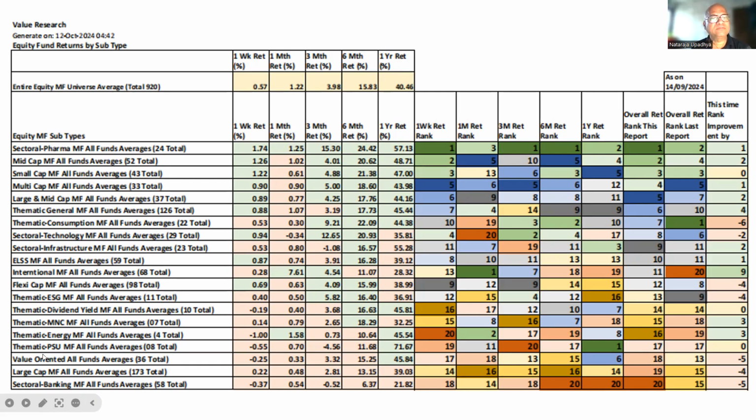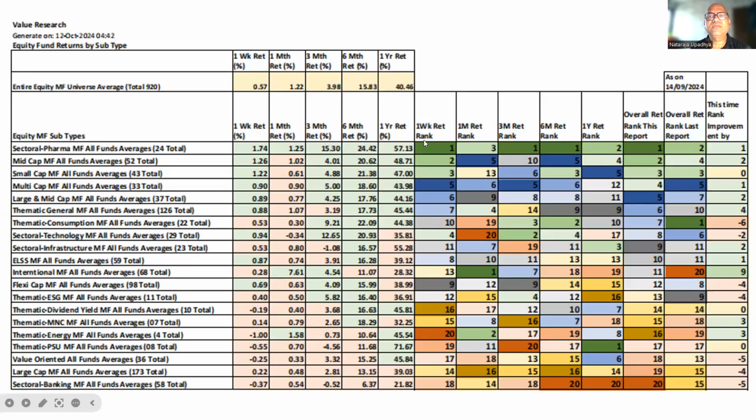Now the bottom five performers. The worst is banking fund. See, this is very heartburning because in India the banking related funds are supposed to do well, but they are still lagging a lot. Followed by large cap, followed by value oriented, followed by thematic PSU, again another heartburn, followed by thematic energy, which is also heartburn. These five are the worst ones. The worst is banking.